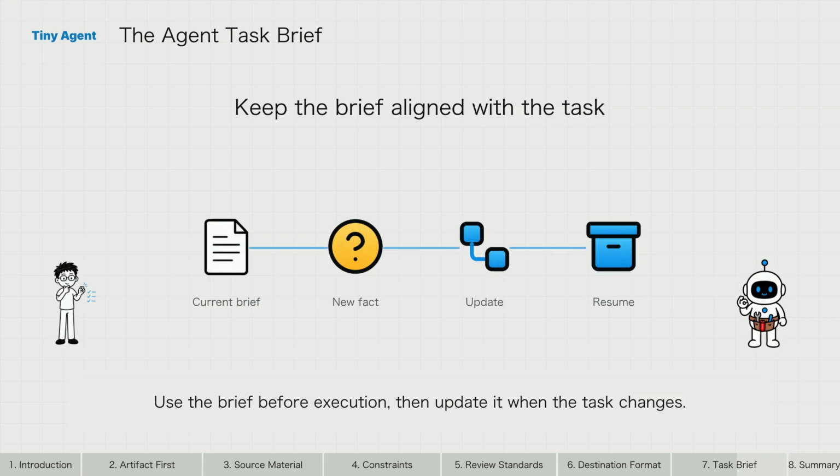Use the brief before execution, then update it when the task changes. If a new source changes the decision, record it. If a reviewer changes the standard, revise the acceptance criteria. The brief should describe the current task, not preserve obsolete instructions. The common failure is writing the brief as a ceremonial prompt. Every field should change what the agent does or how the result is reviewed. If a sentence cannot affect either one, remove it.